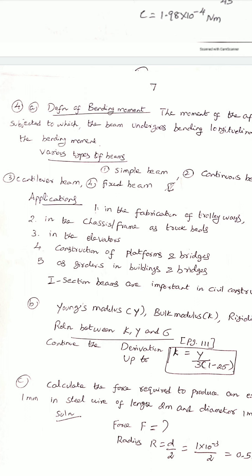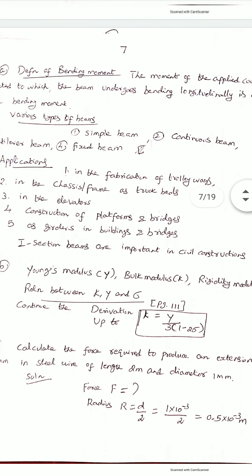and then derive the relation between Y, K and sigma. So 3 different types of elastic moduli are given here: Young's modulus, bulk modulus, and then rigidity modulus. So then the relation between K, Y and sigma, you are supposed to derive. So it is given on page number 111 in your text, Basavaraj book.